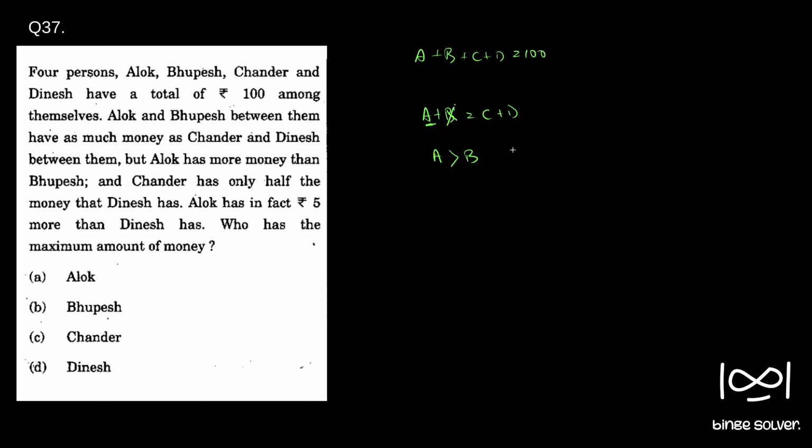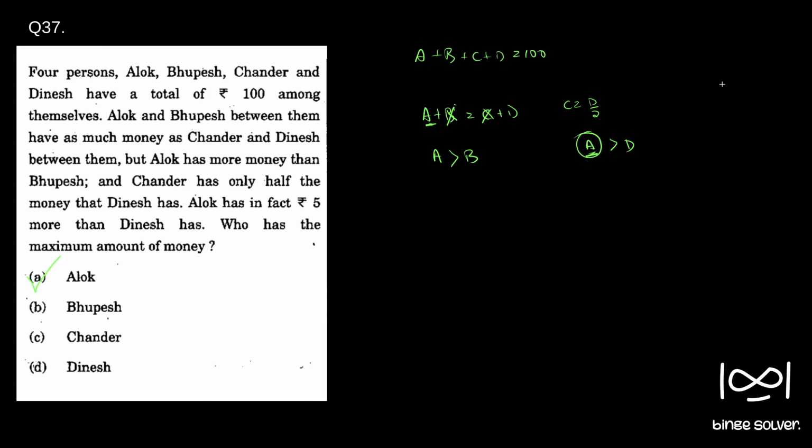Then Chandar has only half the money that Dinesh has. So C is equal to D by 2, and C is also not the answer. Okay, so either A or D is the answer. Now it is given Alok has in fact 5 rupees more than Dinesh, so A is greater than D. So clearly among A and D, A is greater. So Alok is the person with maximum money. So A is the correct answer.